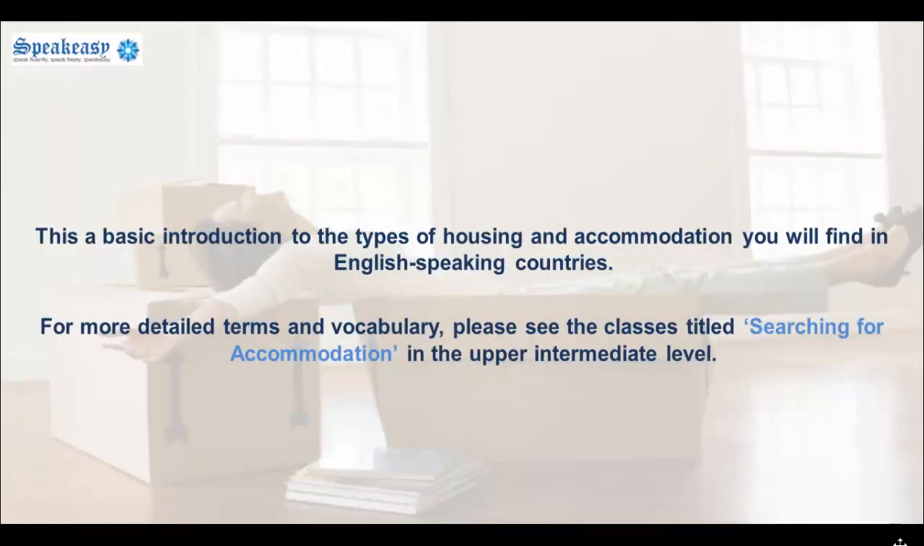So this is a basic introduction to the types of housing and accommodation you'll find in English-speaking countries. For more detailed terms and vocabulary, please see the classes entitled Searching for Accommodation in the upper intermediate level.